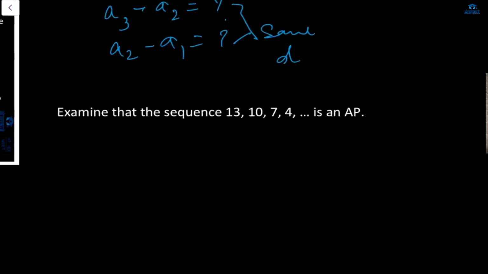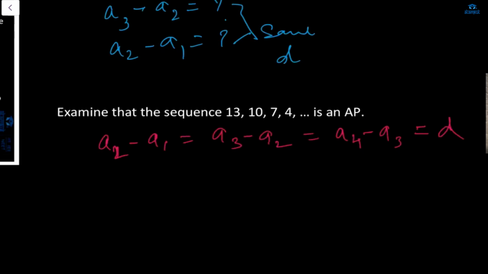Examine that the sequence is an AP. So how can you check that the sequence is an AP? Ma'am, A2 minus A1, then A3 minus A2. Yes, we have to check that all the differences are the same. That is A2 minus A1 is equal to A3 minus A2 is equal to A4 minus A3. If they are same, then it is in AP, and that is the common difference.